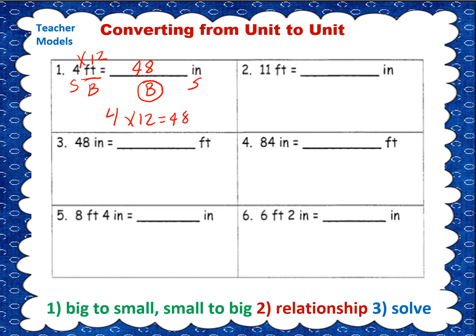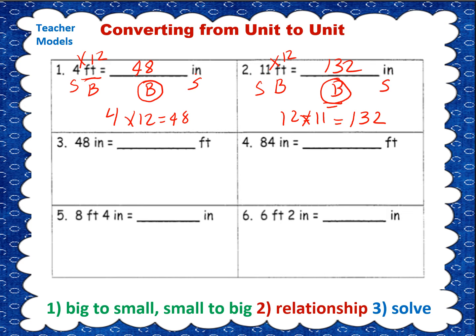Okay. Well, how about 11 feet? Feet are big, inches are small again. Again, looking for a big number. How do I find a big number? Multiply 12 inches and 11 feet. 12 times 11 is 132.